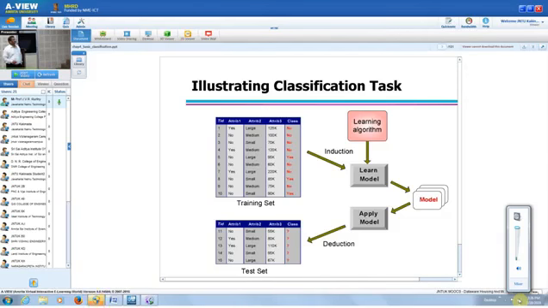Some attribute 1 value is small, this is large. This is 120k. The class label is No. No, medium, 100k. No. No, small, 70k. Yes, medium, 120k. No. Okay. So he has taken three parameters for finding out the class, and the class label here is simply yes or no.